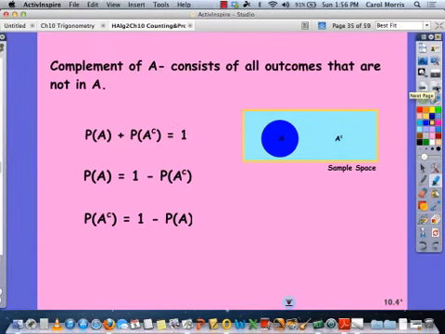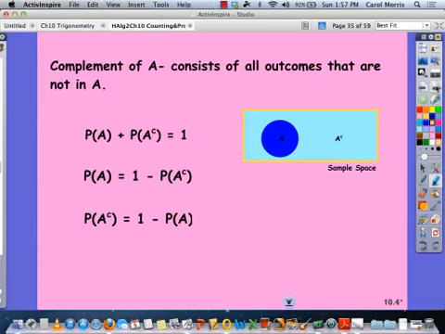Another vocabulary word in probability is the idea of complement. So a quick definition: the complement of A consists of all outcomes that are not in A. So if we say, I want all of them that are red versus all of them that are not red, that's what we're talking about here. So if I have this shape, our sample space, and I know the probability of A is in the circle, all the things that would be not A would be everything in our sample space that is not in the circle. In other words, in this case, the light blue area.